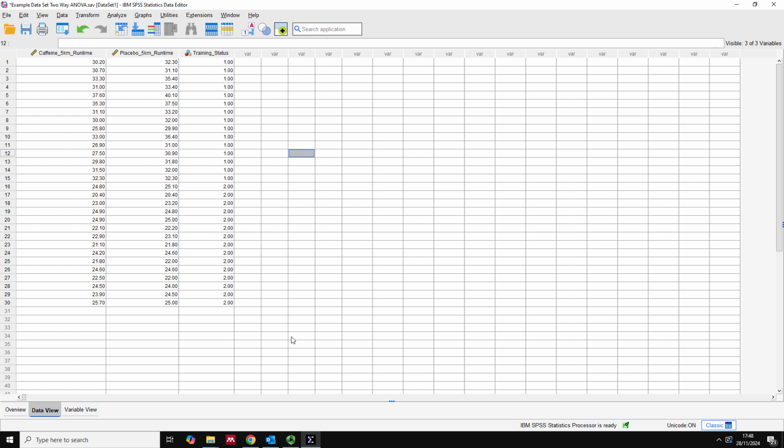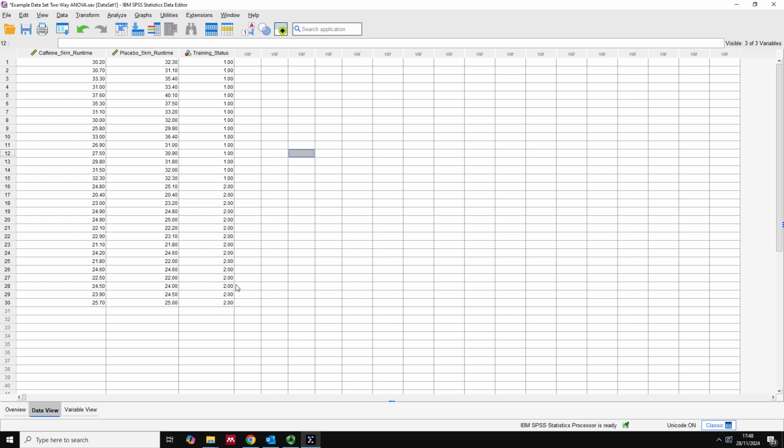Our example data is looking at, does caffeine intake or caffeine supplementation influence someone's 5-kilometre running time performance? We're trying to also see if someone's training status influences that response to caffeine.